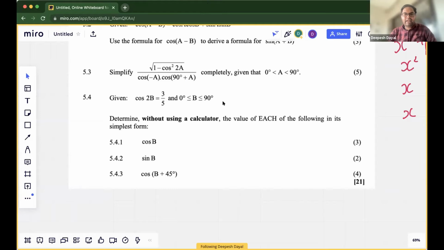Okay, and does anybody have an answer? Please type it in the chat. Does anybody have an answer for this?